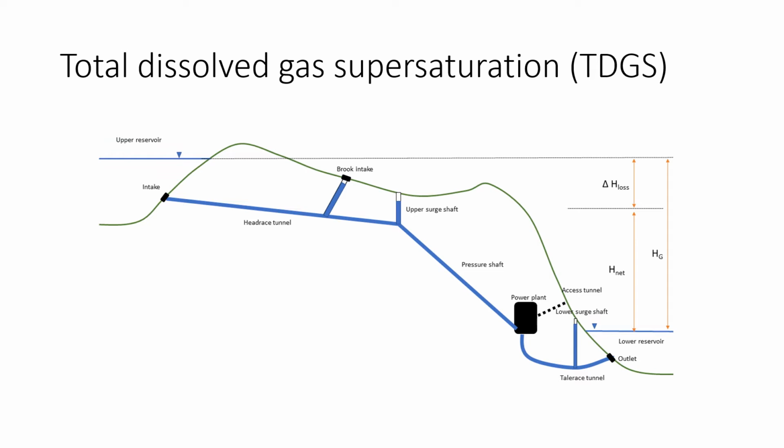So what happens is when this water is moving through the turbine and out to the lower reservoir, it will suddenly be exposed to atmospheric pressure, which is a lot lower than the pressure in the pressure shaft. And when this suddenly happens, the solubility threshold is much lower than what it was in the pressure shaft, and air bubbles will start to form because the water is getting rid of all this air. And that is how you get supersaturated water downstream of a hydropower plant.